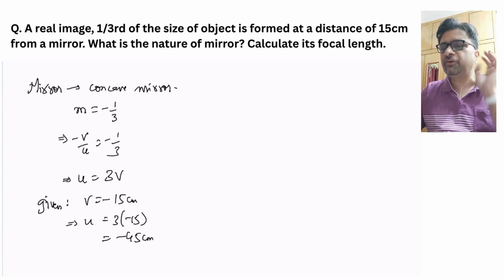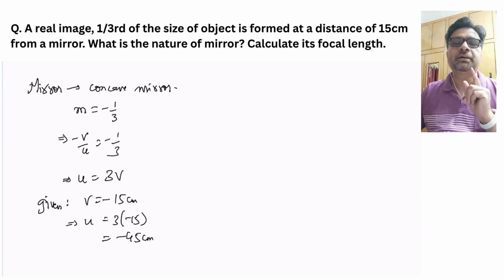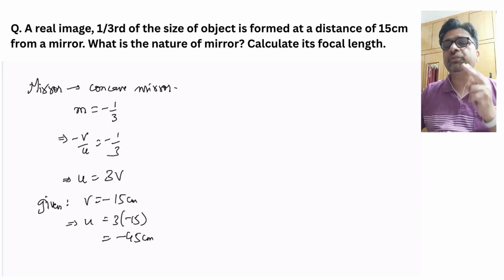Let's just keep this information at the back of our mind, that the focal length that we are eventually going to get must be less than 45 centimeters. The numerical value is going to be less than 45 centimeters. That's one. The other thing is that this is a concave mirror, and therefore the focal length must be minus. So there are two things that we know in advance. Even before we have solved this question, we know that the focal length is going to be minus and it is going to be less than 45 centimeters numerically. Let's see if we get these two things.